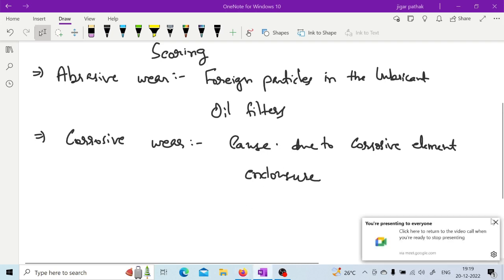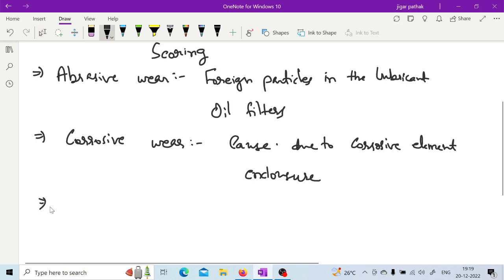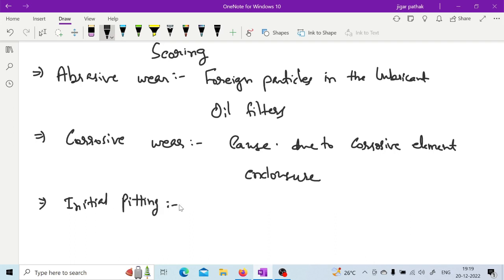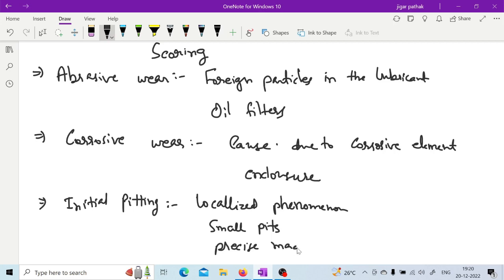Once we have an idea about this, our next criterion of failure is initial pitting. Initial pitting is a localized phenomenon, and it is because of some small pits. In order to avoid this, we need precise machining of the gears, specifically of the gear tips.